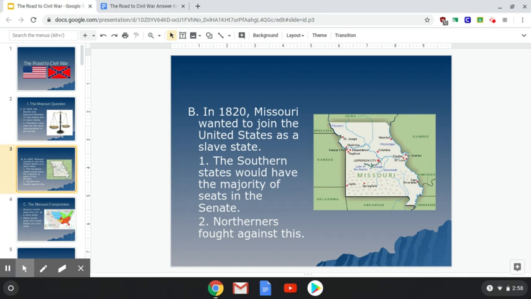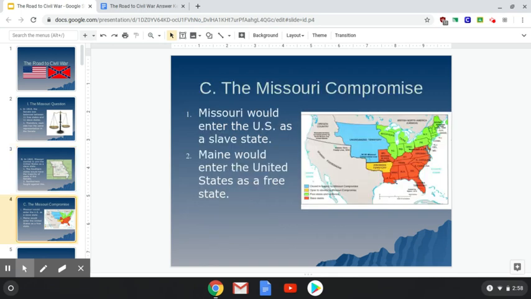Again, if I'm going too quick, go ahead and pause this video so you can type down your own notes. The Missouri Compromise: Missouri would enter the U.S. as a slave state, but Maine would enter the United States as a free state. They were trying to make sure there was equal representation as much as possible between slave states and free states.